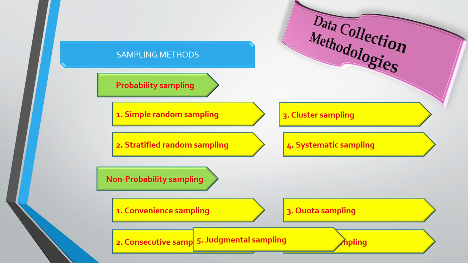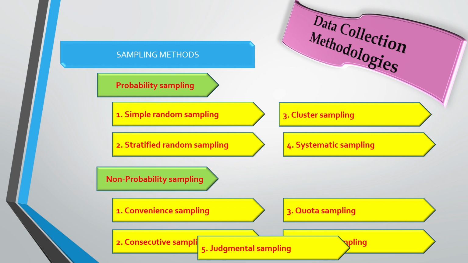And lastly, we have judgmental sampling. Judgmental sampling is a non-probability sampling method where samples are created only based on the researcher's experience and skills.